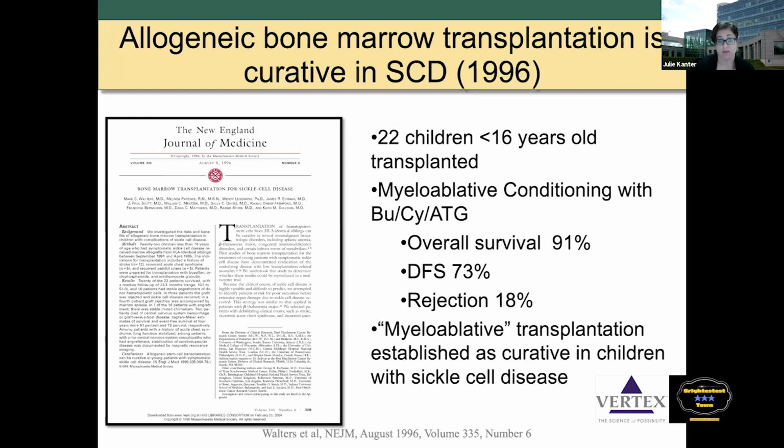Allogeneic transplant, stem cell transplant, is curative in sickle cell disease. The first paper that had a large cohort of individuals was in 1996, and they discussed 22 children who'd undergone transplant. They had myeloablative conditioning with a large amount of chemotherapy, and their overall survival was incredible at 91%. But they still saw a lot of rejection, 18%, meaning that some of those grafts didn't hold and individuals went back to having sickle cell disease. However, it was proven as curative from this point forward.